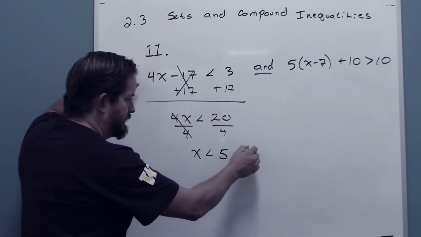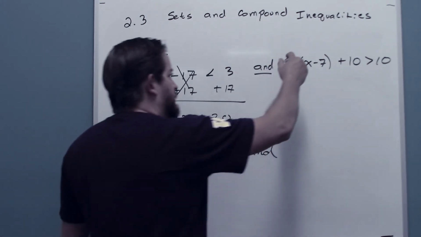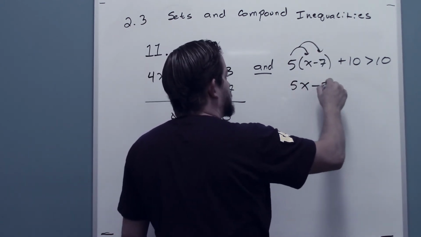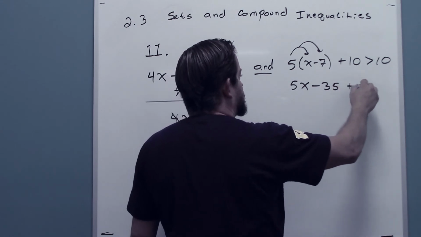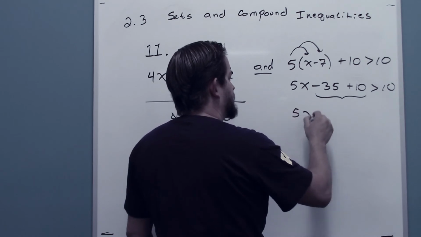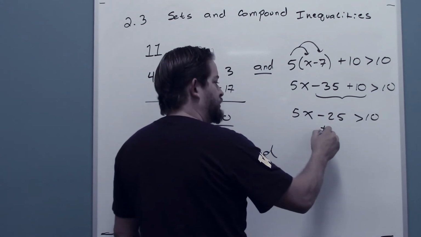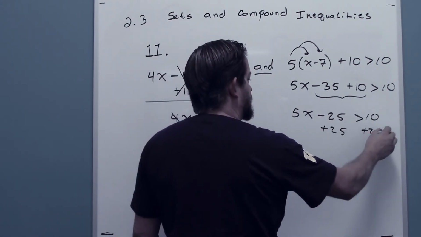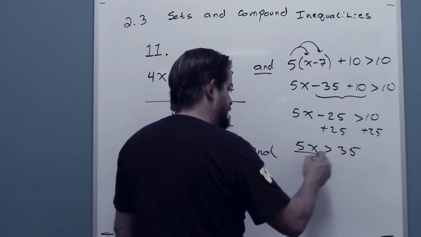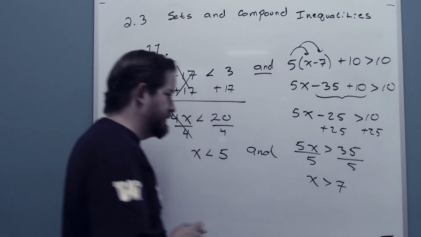Okay? And now the one on the right. So I'll start by distributing: 5x minus 35 plus 10 is greater than 10. Combining these two, this gives me 5x minus 25 is greater than 10. Add the 25 to both sides to give me 5x is greater than 35. And then divide each side by 5 gives me x is greater than 7.